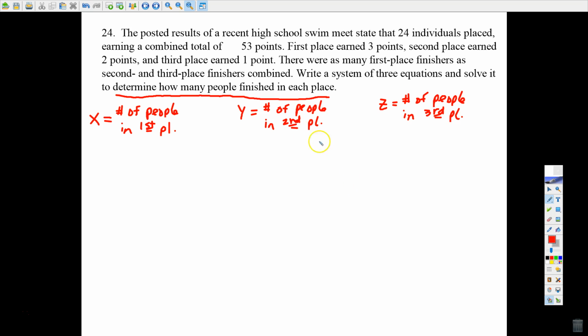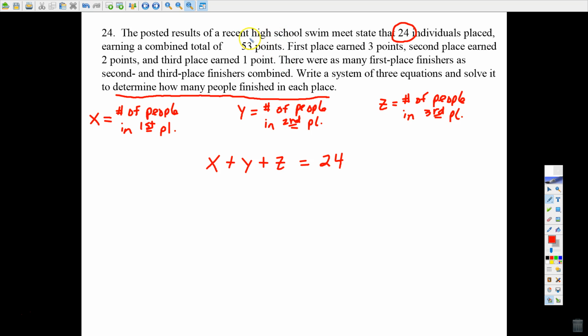Now I'm going to read through and try to find 3 equations based on the information provided. This first sentence tells me that a total of 24 people placed. Well, that means a total of 24 people either finished in first, second, or third. So if I take my variables that represent each of those places, and add all of those up, I should equal 24. So there's one of the three equations.